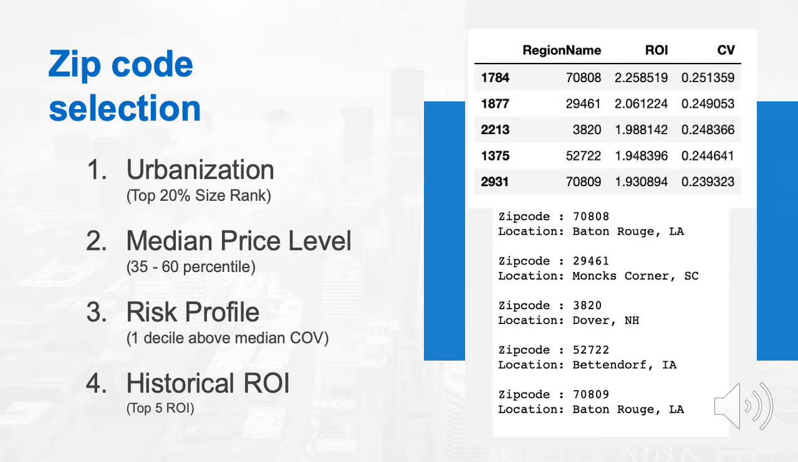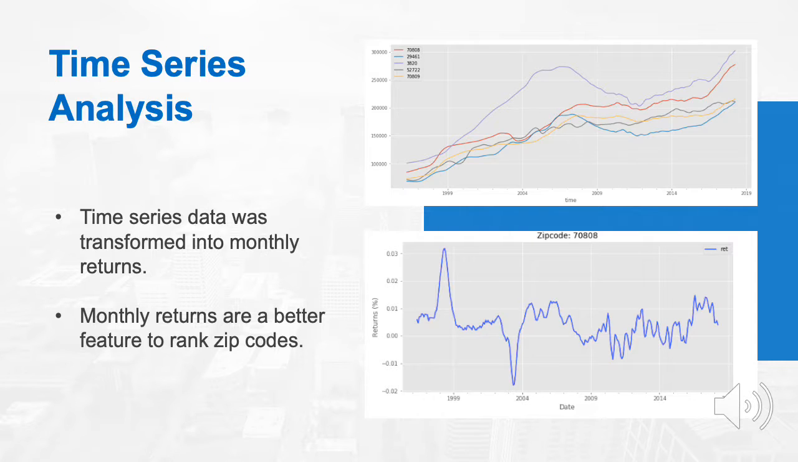The 5 zip codes we got were 70808 from Baton Rouge, Louisiana, 29461 from Moncks Corner, South Carolina, 03820 from Dover, New Hampshire, 52722 Bettendorf, Iowa, and 70809 Baton Rouge, Louisiana. Then I performed the time series analysis on all of these 5 zip codes.